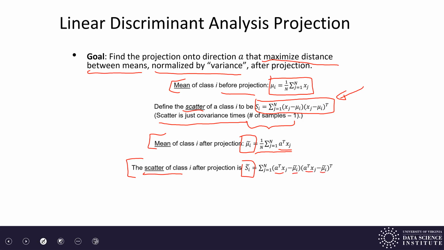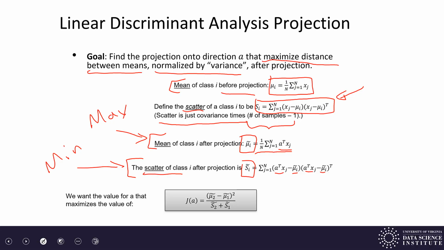So these are the mean and scatter before projection, and the mean and scatter after projection. We need these formulas because we want to maximize the distance between means after projection, but minimize the scatter after projection. We're going to do those at the same time. So we want to maximize the spread between those means and minimize the sum of the scatter for all our classes after projection.